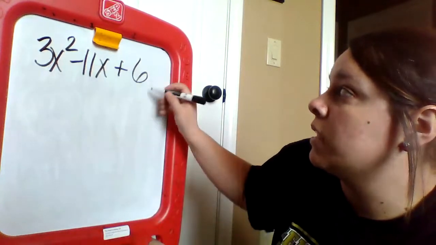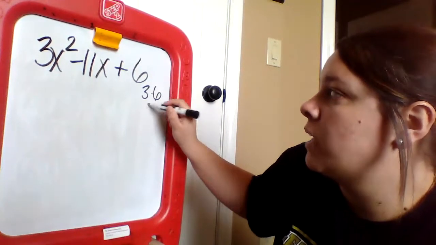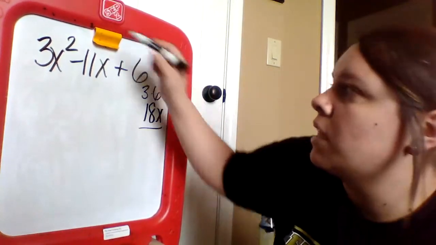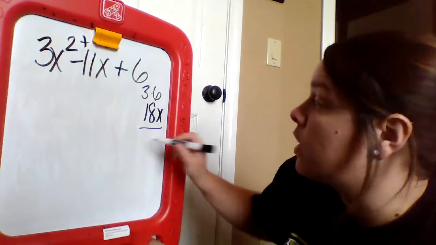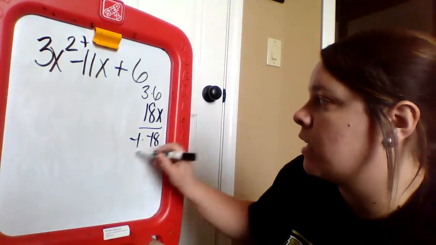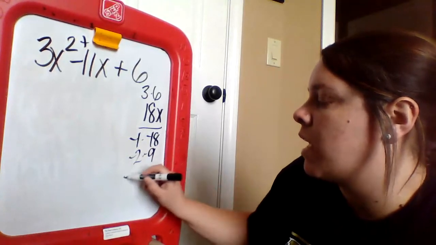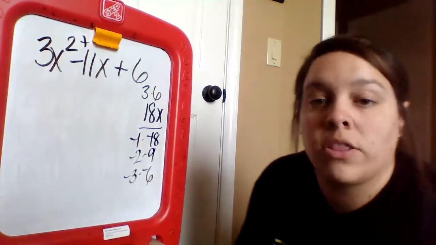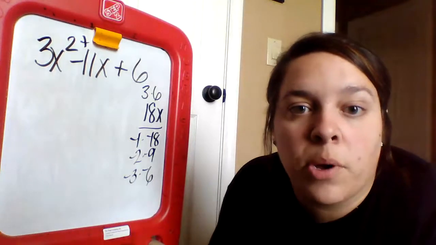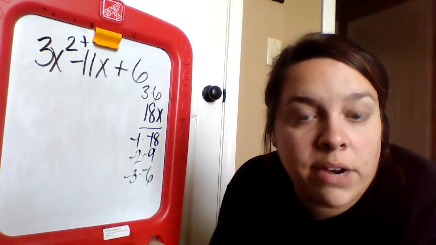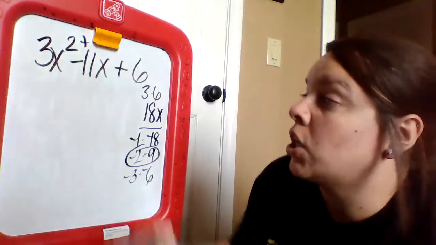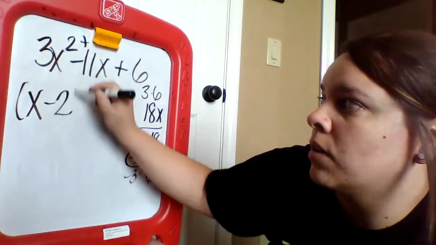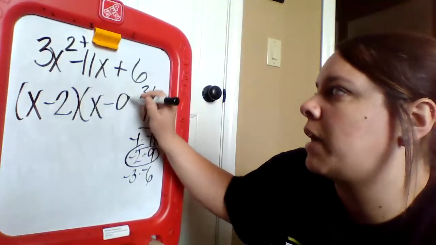So 3 times 6, for my slide, that's multiplying to 18 but adding to negative 11. So they both have to be negative. Negative 1 and negative 18, negative 2 and negative 9, negative 3 and negative 6, and those are the only numbers that multiply to 18 that are both negative. Which one adds to negative 11? Negative 2 and negative 9. So x minus 2 and x minus 9.